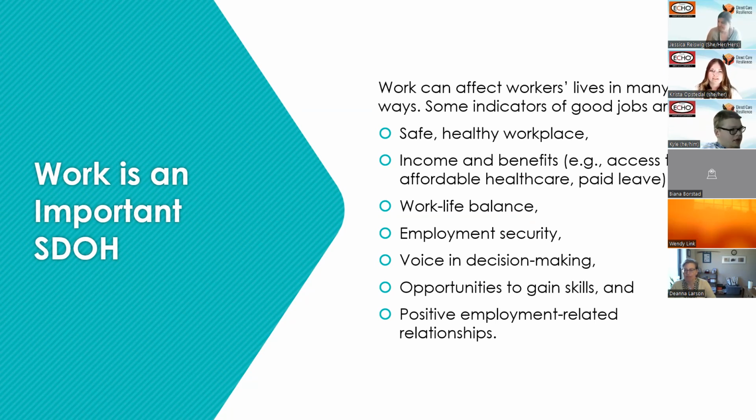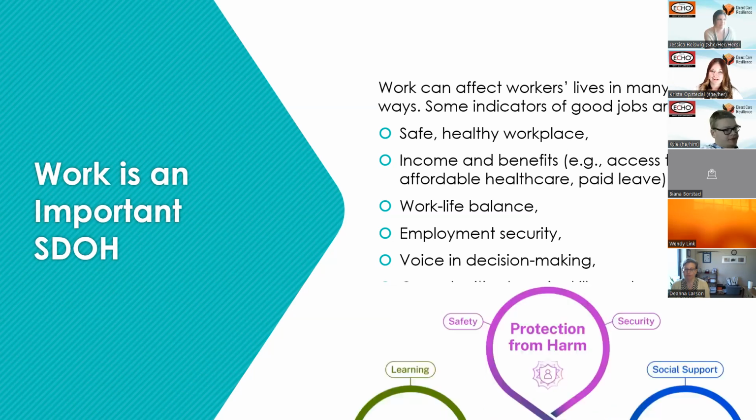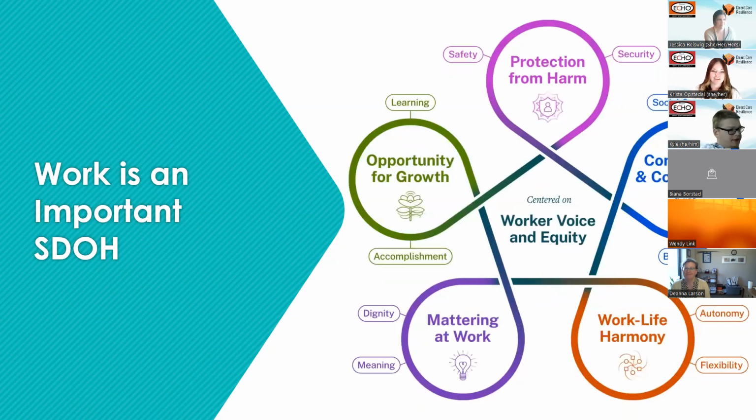So like I said, we kind of know that work-life balance and all of these things within your workplace can affect your mental health. Some indicators of good jobs are a safe and healthy workplace, income and benefits, work-life balance, having security in your employment, having a voice in the decision making, having opportunities to gain skills, and positive employment-related relationships. I actually pulled this from the CDC, and if it looks familiar, it's because this was all used to help develop the Surgeon General's framework.